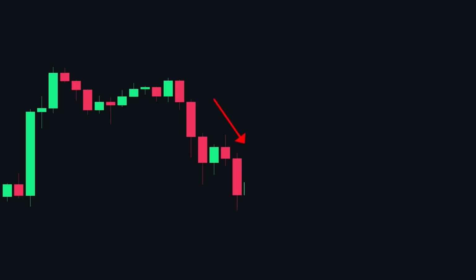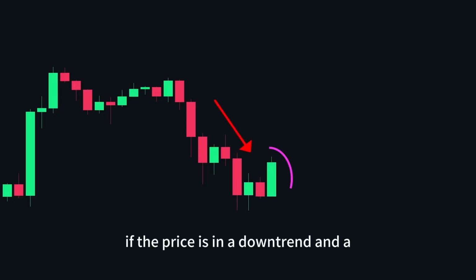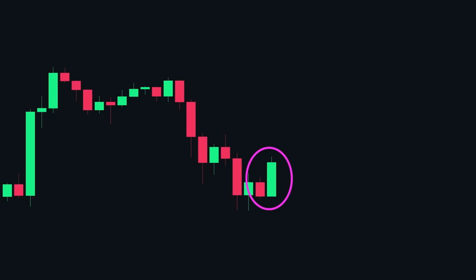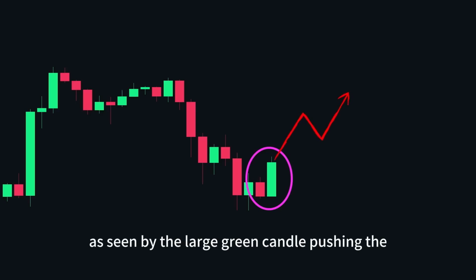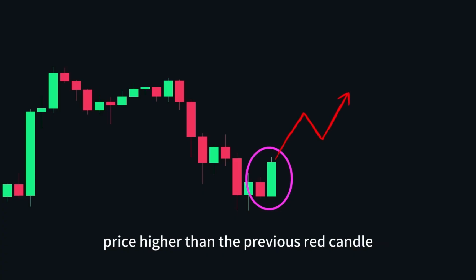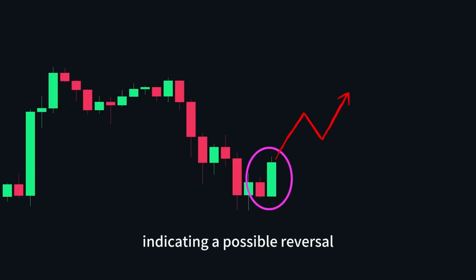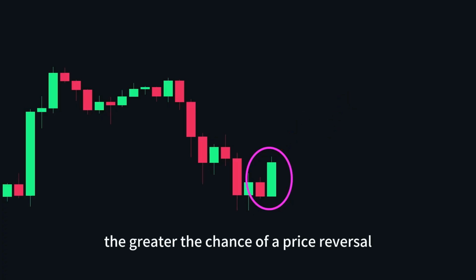For example, if the price is in a downtrend and a bullish engulfing pattern forms, it may signal an upward reversal, meaning the price could go up. This is because the pattern shows that buyers have grown stronger, as seen by the large green candle pushing the price higher than the previous red candle, indicating a possible reversal. The bigger the second candle, the greater the chance of a price reversal.